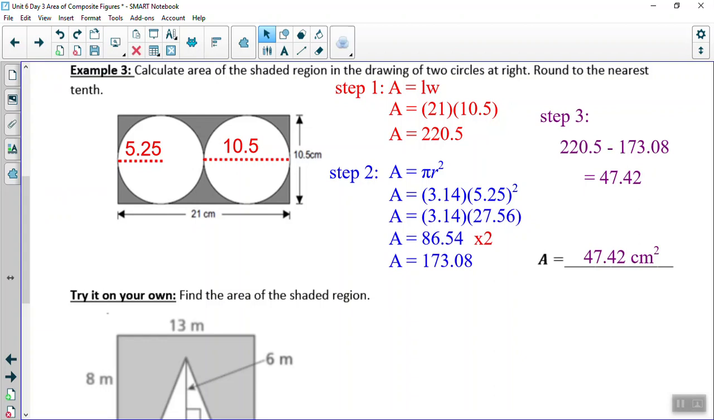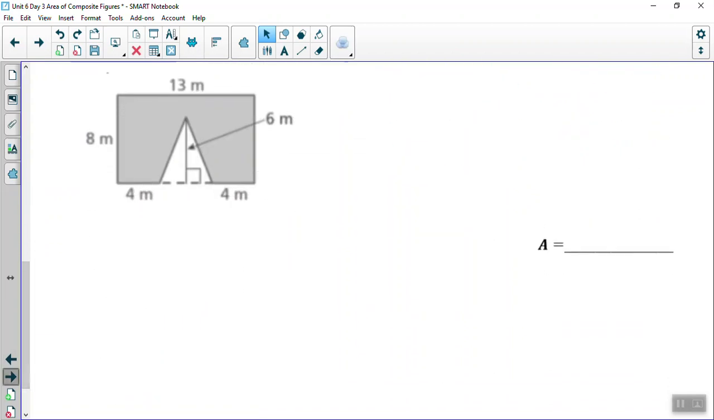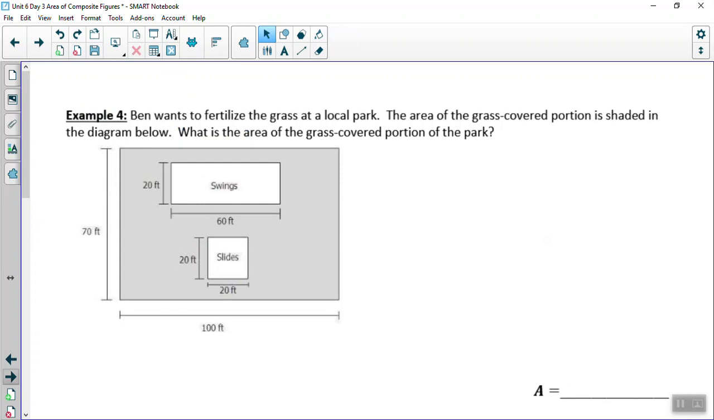Okay. This problem, next problem, will be a try on your own. And let's go to the next page. We're going to do one more similar problem. So this time we're at a playground, and Ben wants to fertilize the grass at the local park. The area of the grass-covered portion is shaded in the diagram below. What is the area of the grass-covered portion of the park?